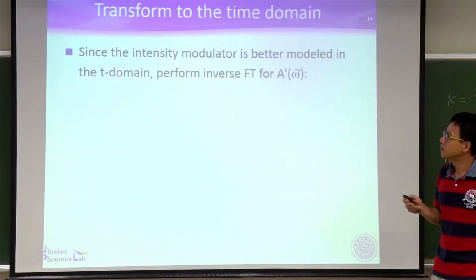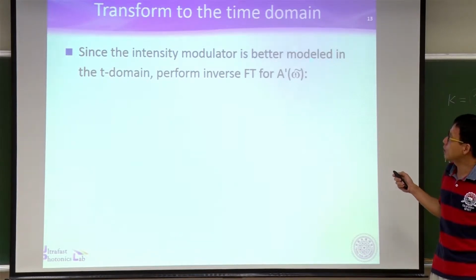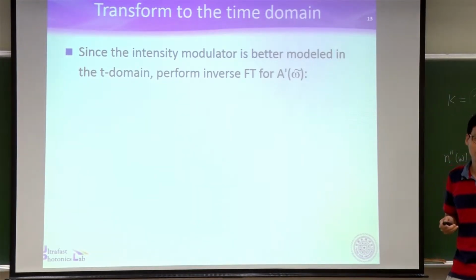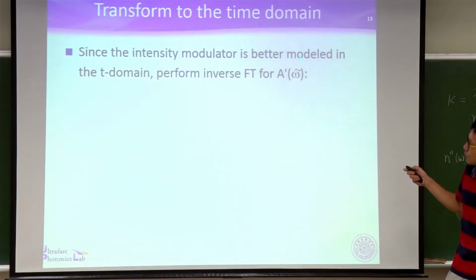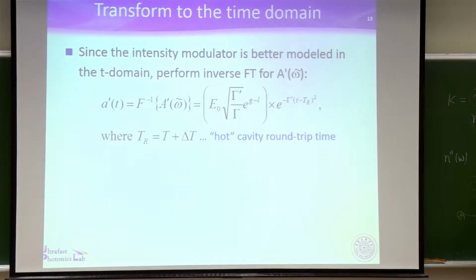Okay, now we have one element left to be analyzed, the modulator, but the intensity modulator is better modeled in the time domain instead of the frequency domain. So we have to perform an inverse Fourier transform of the spectrum we obtained up to this point. Okay, so the spectrum is big A prime. We need to calculate its time domain representation, small a prime t, but remember, prime here does not mean time derivative. It means something else. It's the inverse transform of big A prime, and big A prime is approximated by a Gaussian function, so you can easily calculate its inverse transform. It will be another Gaussian function. Okay, so this is the result.